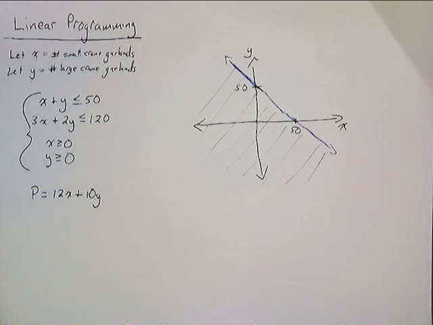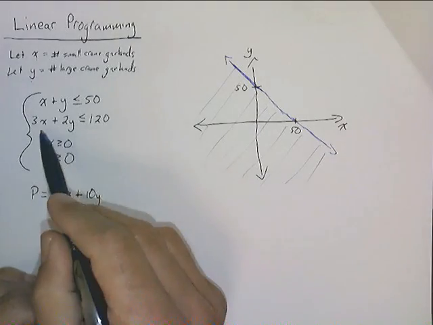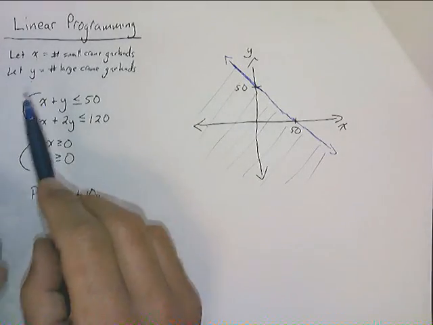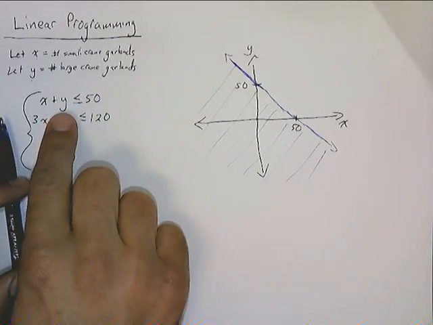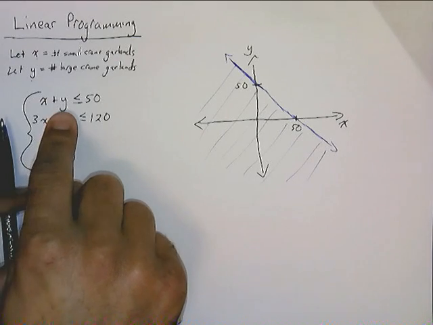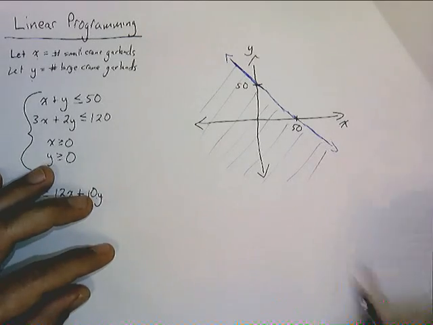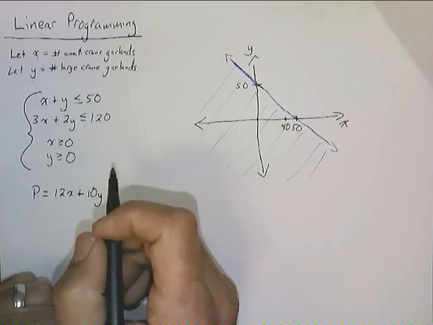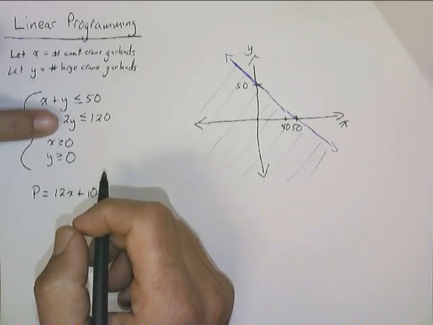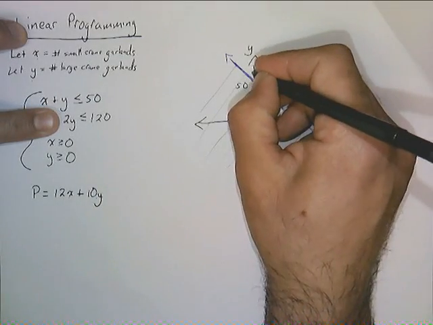All right. The next one that we want to graph is 3x plus 2y is less than or equal to 120. Again, we're just going to find the intercepts. When y is 0, that gives us the x-intercept. 3 times x equals 120, so of course x has to be 40. Right here. And the y-intercept is going to happen when x is 0. So when 2y equals 120, y has to be 60. So that's going to be up here.